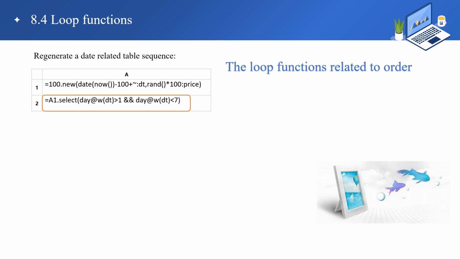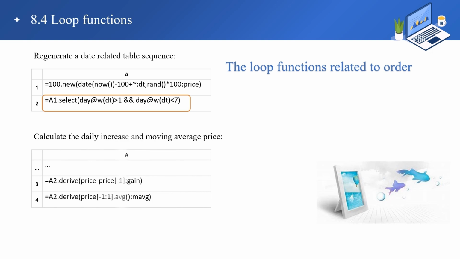The day at W function returns the weekday of a date, but note that its return value is 1 on Sunday and 7 on Saturday. For historical reasons, the computer system uses the habit of Westerners. Sunday is the first day of the week.